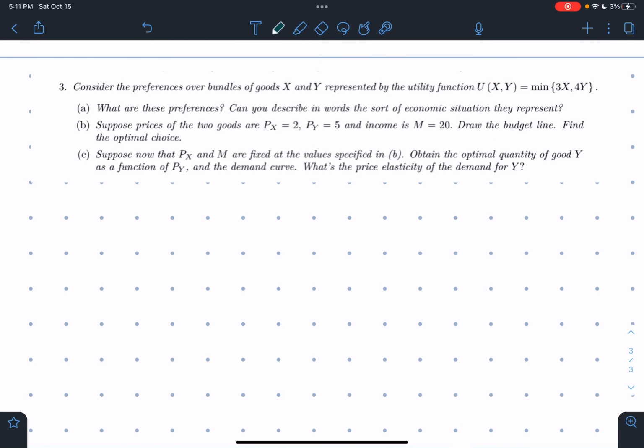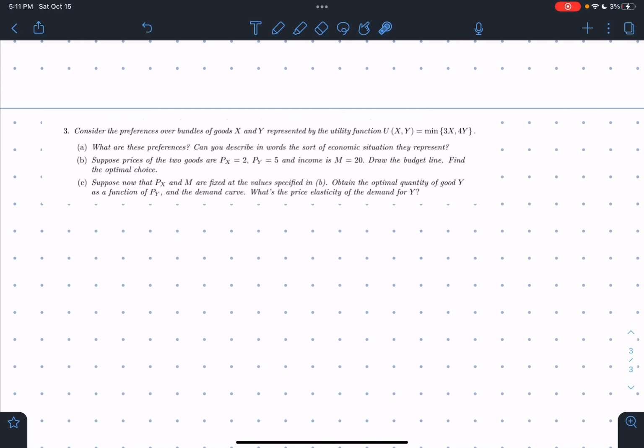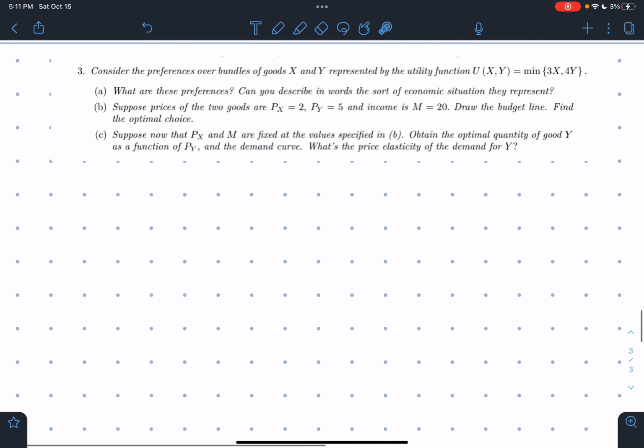All right, so we're going to be considering bundles over x and y, which have the following utility function. It's going to be the minimum of 3x and 4y. So this is a type of utility function that's referred to as perfect complements. What it means is that the utility I get is whichever I have the least of. So I get 3x and 4y, and I just take the minimum of those. So this is what we call perfect complements.